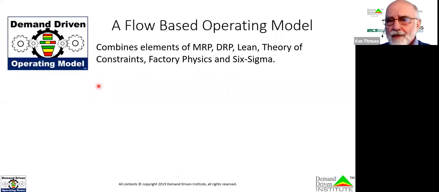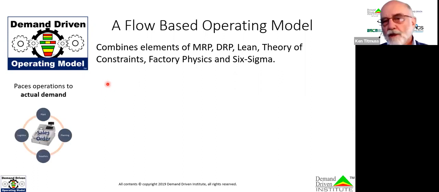So we need to implement a flow-based operating model in our business. And we're not throwing the baby out with the bathwater. We've got some really great stuff that's happened over the last 50 odd years. We've got MRP, DRP, lean, theory of constraints, factory physics, Six Sigma, all great stuff on their own. But by taking the best out of these, we can combine them with some innovation and come up with a new operating model that we can use in our operations.